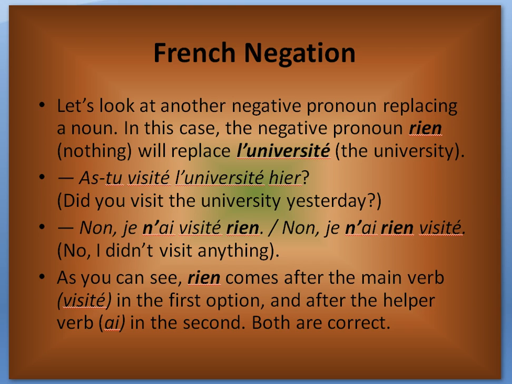Similarly, As-tu visité l'université hier? The answer can be, Non, je n'ai visité rien. Or, you can also say, Je n'ai rien visité. In this case, you can see both sentences are quite correct. You can give rien at the end of the sentence or after the conjugated verb.